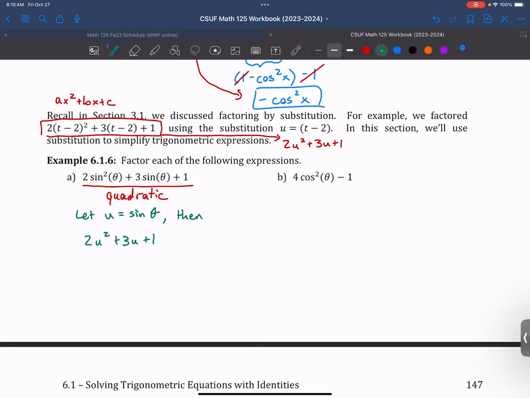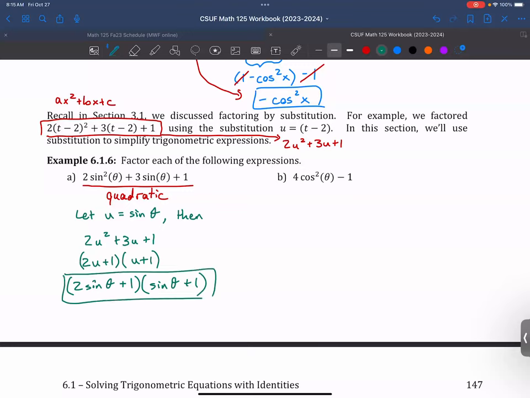So we factor here. This is a 2u plus 1 and a u plus 1, factoring. And then we don't want to leave it in terms of u because there were no u's to begin with in the expression. So we're going to replace those u's back with a sine theta. So it'll be parentheses 2 sine theta plus 1 and then a sine theta plus 1. Right, so our expression factored to that.